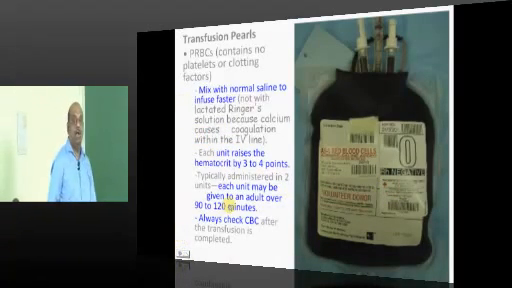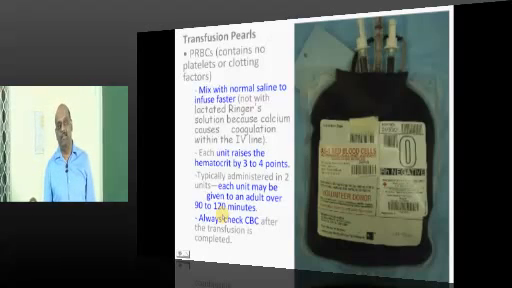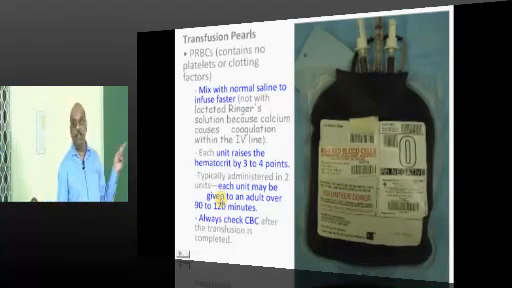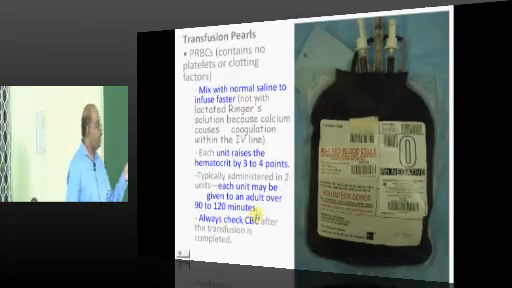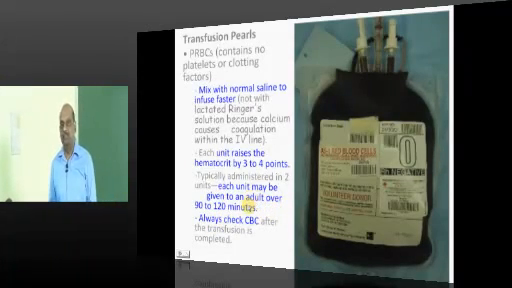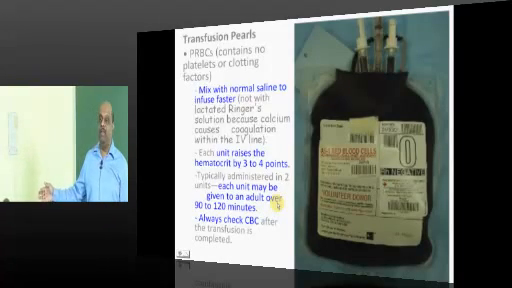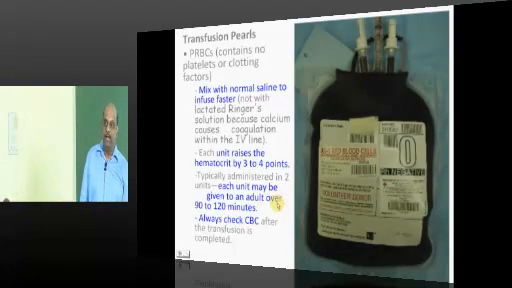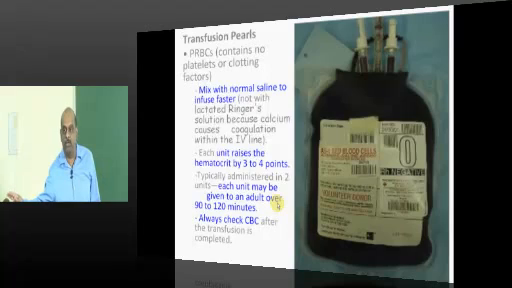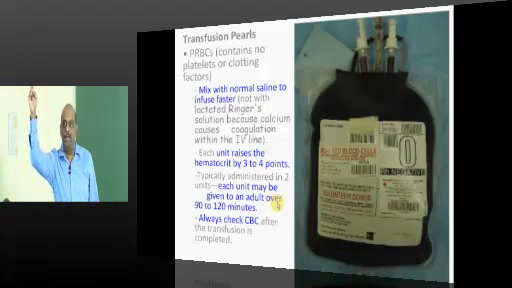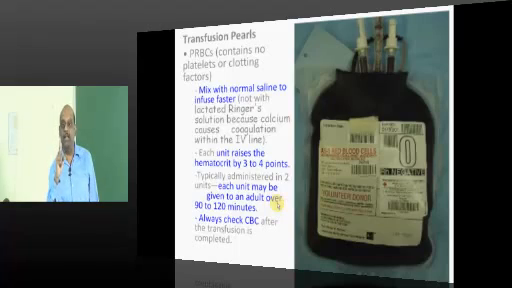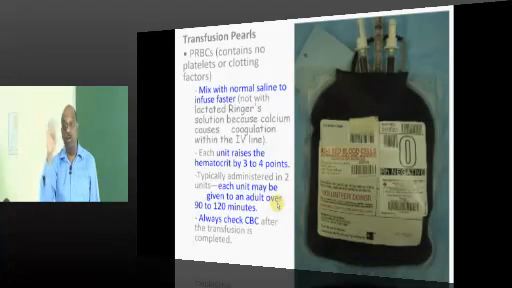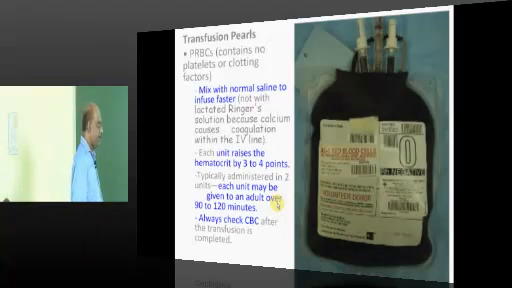Next day when you check, how much should hematocrit increase? Hematocrit should increase by 3 to 4 points. Hemoglobin should increase by 1 gram. Matlab, suppose your patient is having hemoglobin of 8, doctor. You have given 2 units of packed RBCs. Next day when you check, his hemoglobin should be 10. If hemoglobin rises by 2, hematocrit rises by 6. If hemoglobin rises by 1, hematocrit should rise by 3. Rule of 3, which you are not going to forget.